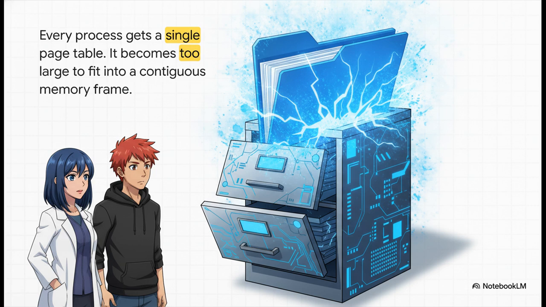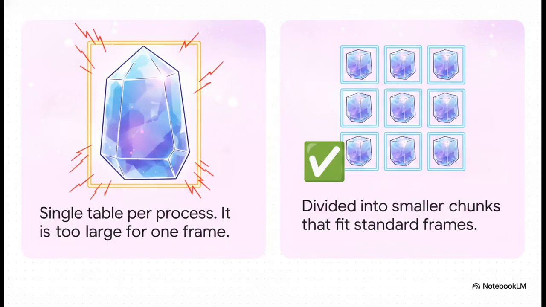Imagine having a directory so massive that you literally can't even fit the directory itself into your filing cabinet. And this brilliantly illustrates the core conflict. That single-level approach is monolithic, just one massive table per process. And it utterly fails because it demands too much unbroken contiguous space. It's just too big for one standard frame. But multi-level paging steps in as the hero of our story here because it divides that massive data into smaller, manageable chunks that fit perfectly into standard memory frames.